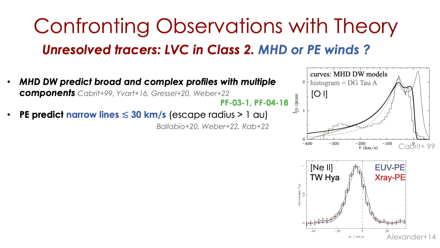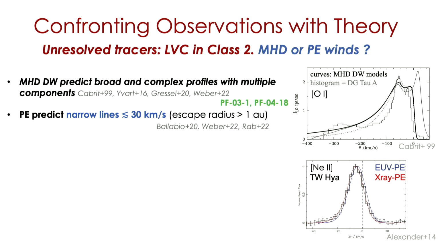Now, going to unresolved tracers, so the low velocity component in class 2. Are these MHD or photoevaporative winds? So here, these are predicted line profiles for the different kinds of winds. MHD disk winds predict quite complex, broad profiles with multiple components.